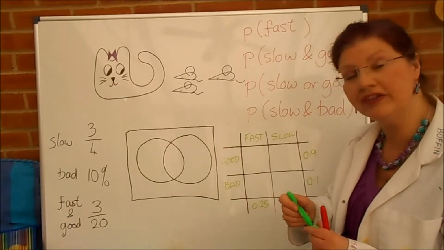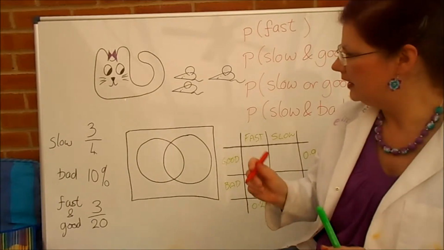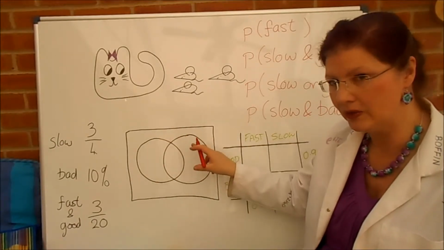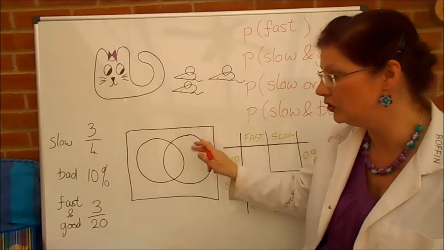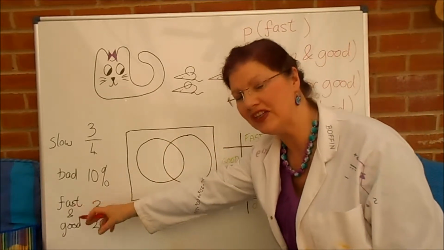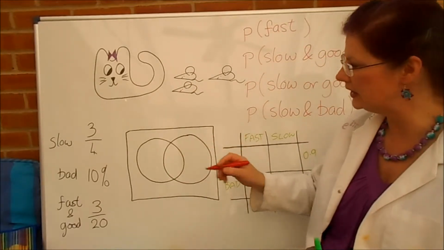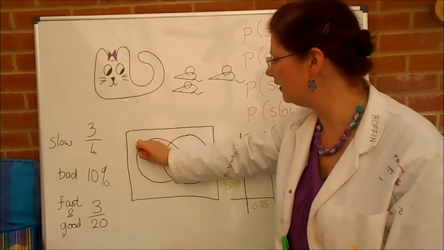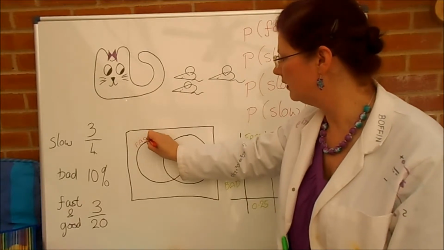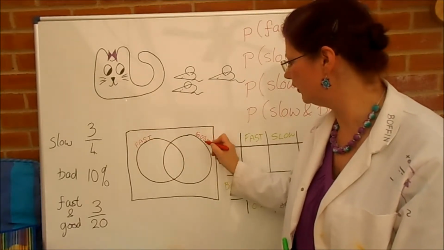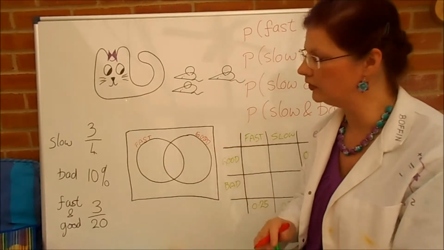Putting the similar totals over on the Venn diagram, this time I'm actually going to label them, instead of slow and bad for my circles, with fast and good, because we've got this fast and good down here. And that fast and good is going to go in the middle. Okay, so it makes it easier that way. So this is going to be my fast circle, and that's going to be my good circle, which means the bit in the middle is fast and good.